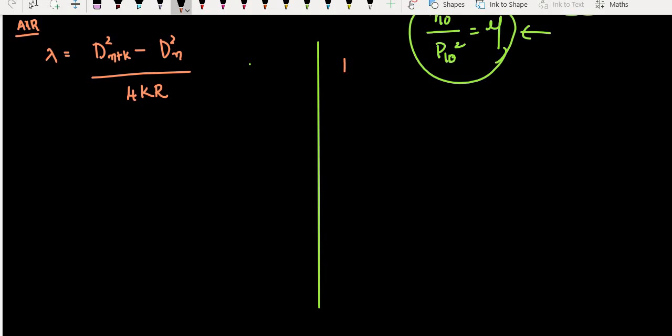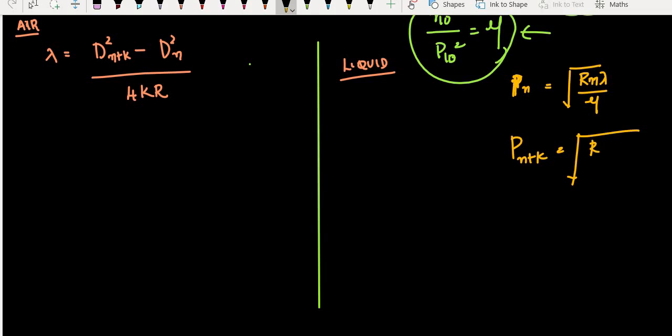Okay. Suppose we have a liquid which is introduced between the two films. As I told you, we will get different values of radius, right? So Pn, which is the radius of the nth dark ring, is equal to root of Rn lambda divided by mu, and Pn plus k is equal to root of R into n plus k lambda divided by mu. This is the radius of the nth dark ring using some liquid.